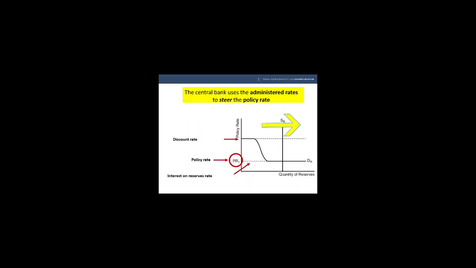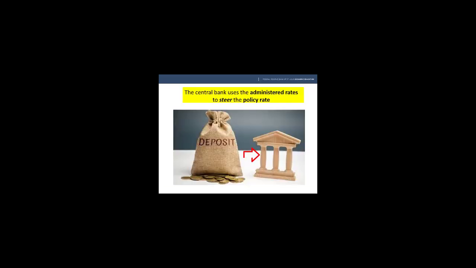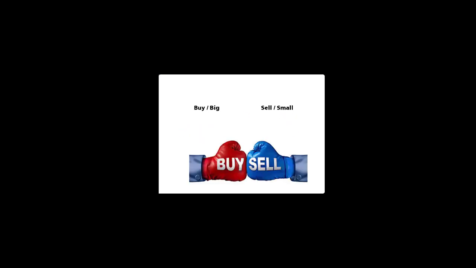When the central bank wants to increase the level of reserves in the banking system, it buys government securities in the open market and pays for the securities by crediting or adding to the reserve account at the seller's bank. When the central bank buys securities, the level of reserves increases, shifting the supply curve to the right. So remember, buy big makes the money supply bigger, sell small makes the money supply smaller.